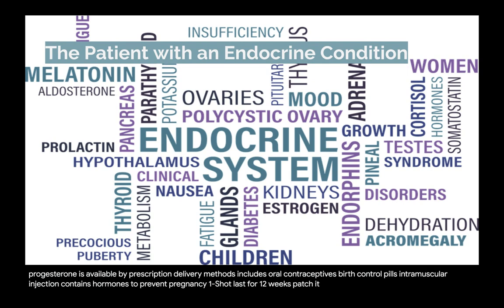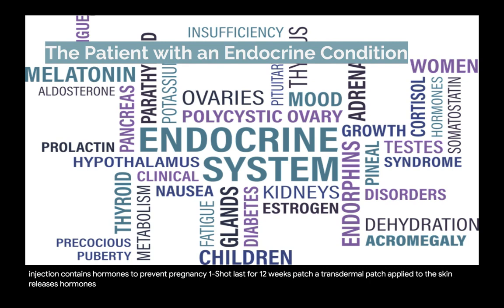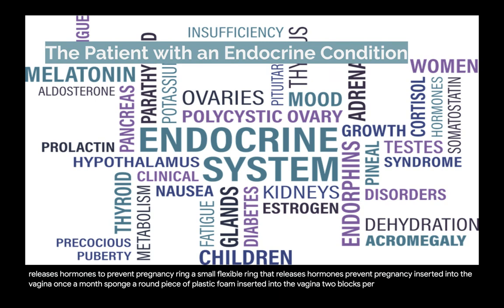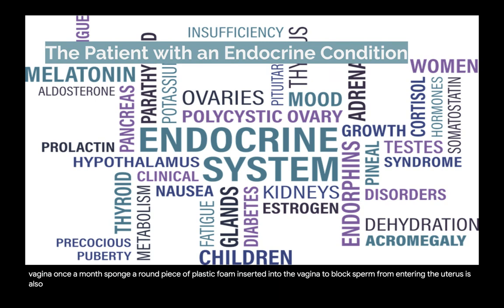Patch. A transdermal patch applied to the skin releases hormones to prevent pregnancy. Ring. A small flexible ring that releases hormones to prevent pregnancy, inserted into the vagina once a month. Sponge. A round piece of plastic foam inserted into the vagina to block sperm from entering the uterus. It also contains a spermicide.